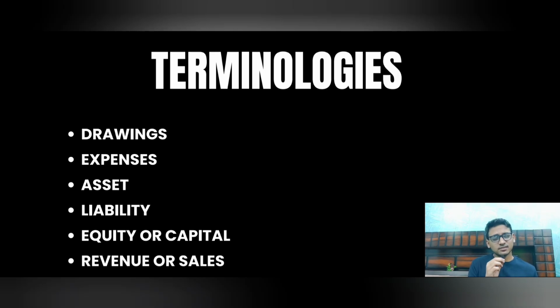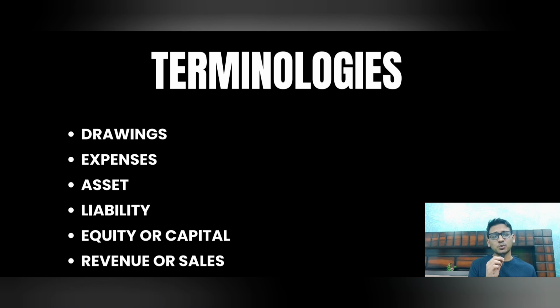Number three are assets. Assets refer to those resources that deliver certain financial benefits to the business in future, for example, a plant and machineries that the company has invested in. And number four are liabilities. Liabilities refer to those financial obligations that the company has to pay in future, for example, a loan that a company has taken.